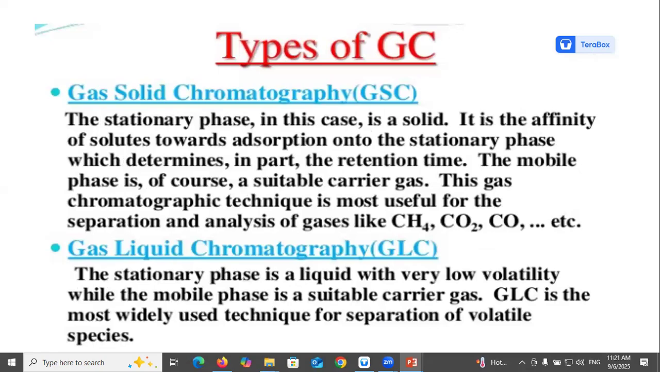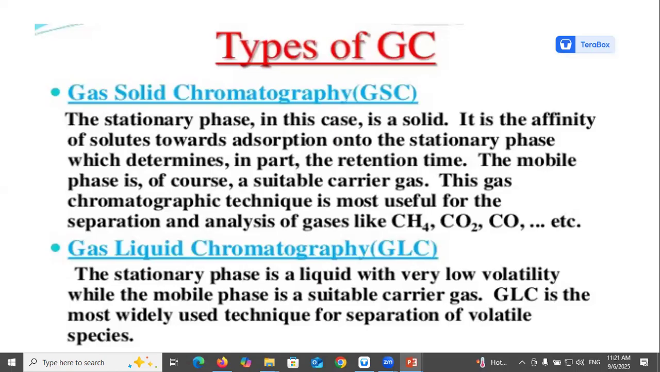Types of gas chromatography. Gas solid chromatography, GSC. The stationary phase in this case is a solid. It is the affinity of solutes towards adsorption onto the stationary phase which determines in part the retention time. The mobile phase is, of course, a suitable carrier gas. This technique is most useful for the separation and analysis of gases like methane, carbon dioxide, carbon monoxide, etc.